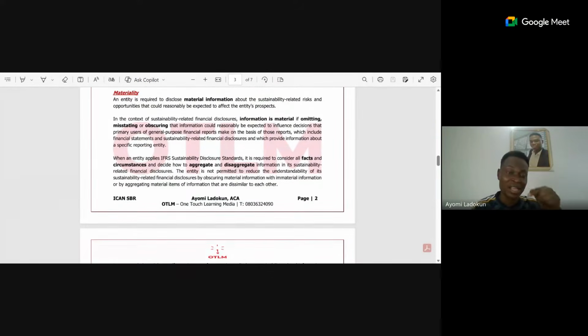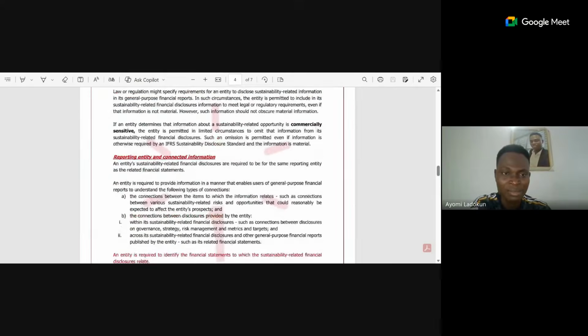Then you now go on and say, in the context of sustainability-related financial information or disclosures, information is material if omitting, misstating, or obscuring it... What's not obscuring? You blow it, okay? That information could reasonably be expected to influence decisions that primary users of general purpose financial statements make on the basis of those reports. All right, so that's the essence, that's the meaning of materiality. So in case he asks you to discuss that, then you can quickly tell him all of that.